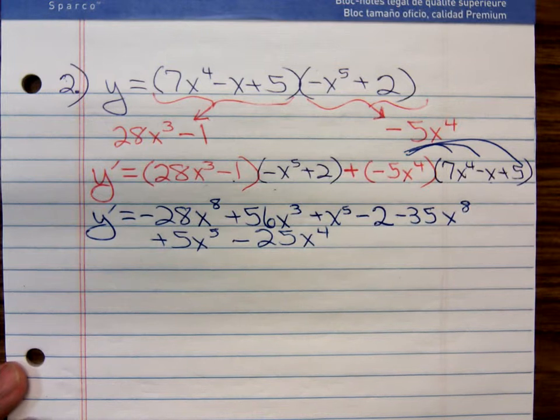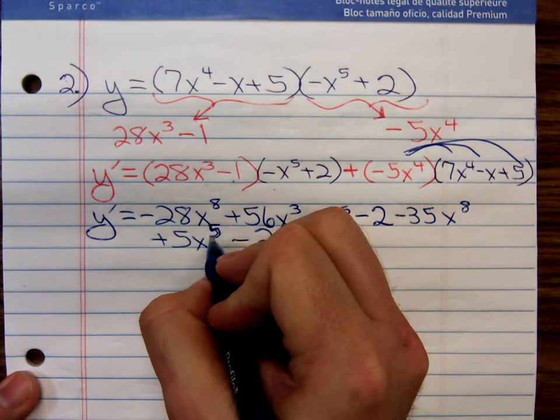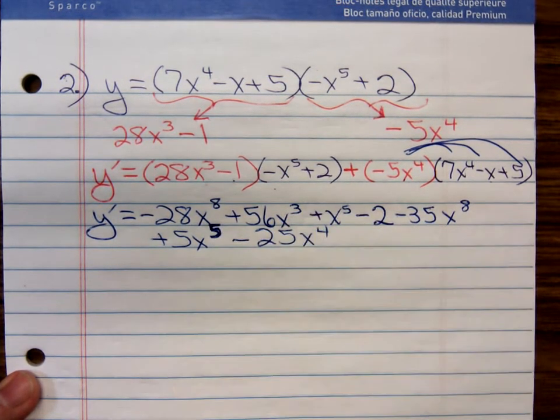And now let's combine all of our like terms. That doesn't look like a 5. Can y'all tell that's a 5 there? I think I'm just making it worse, aren't I?